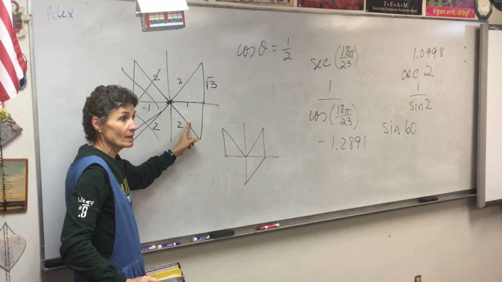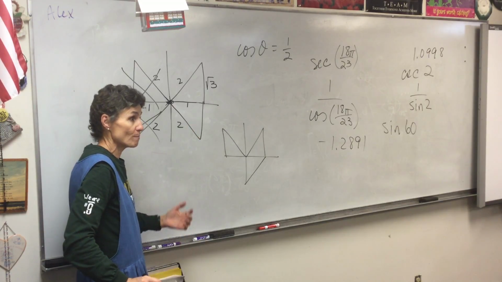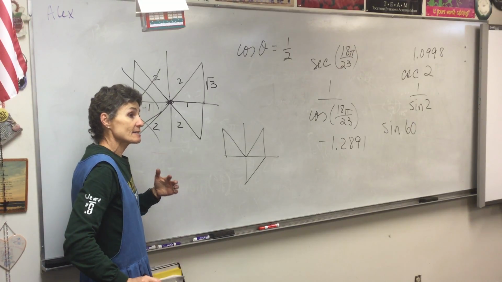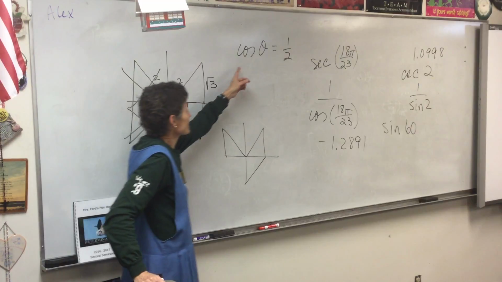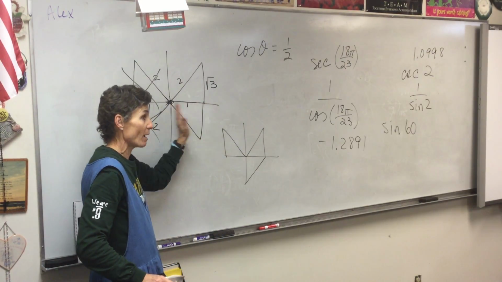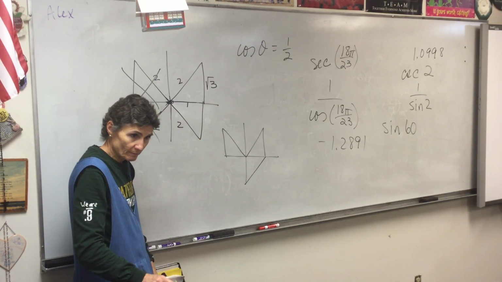Okay? Who memorized the cosine is x over r? Did you memorize that off your sheet? If x is positive, the cosine is going to be positive because cosine is x. This is where x is positive. All right? It's not that bad, Joseph.